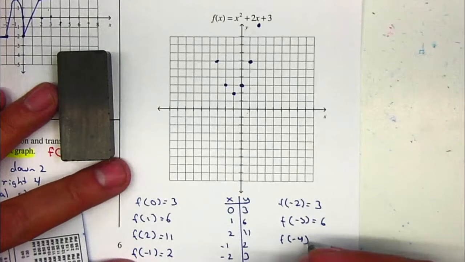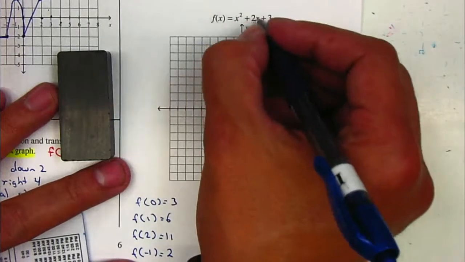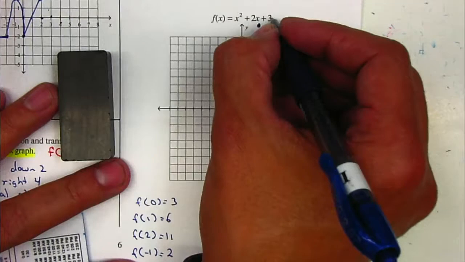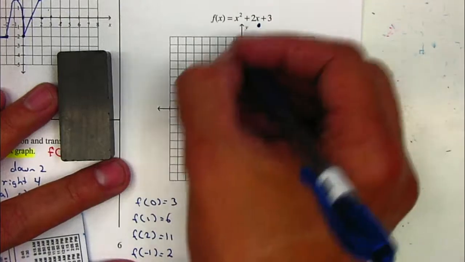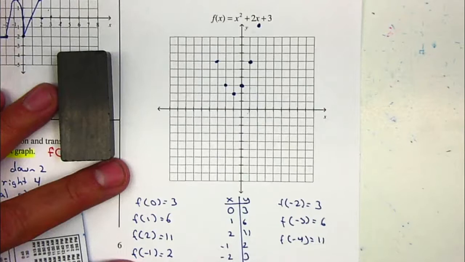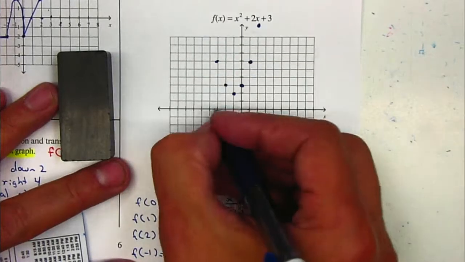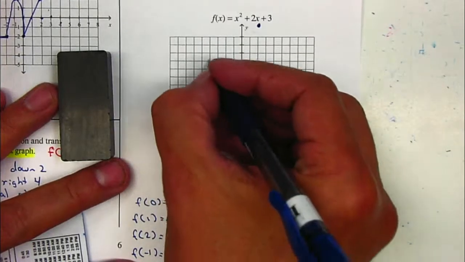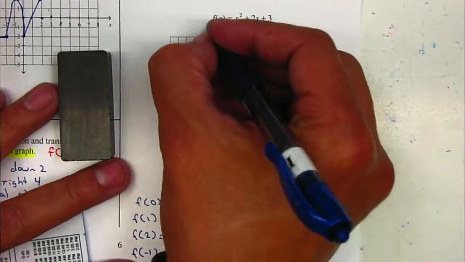Plug in a negative 4. That gives me 16. Minus 8 is 8. Plus 3 is 11. So plug in. One, 2, 3, 4, 5, 6, 7, 8, 9, 10, 11.